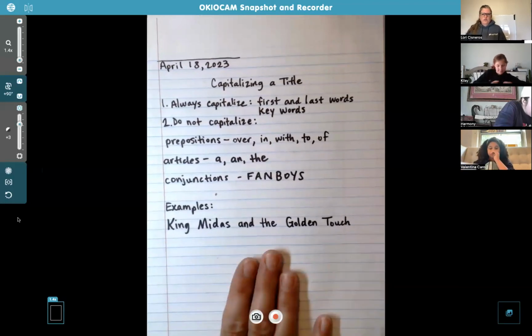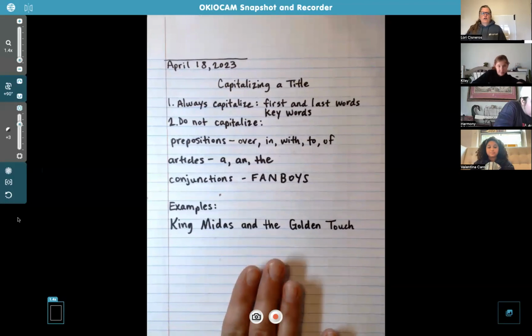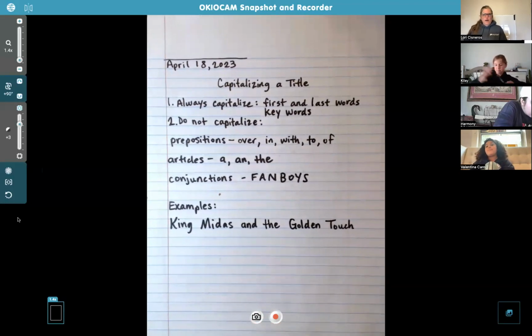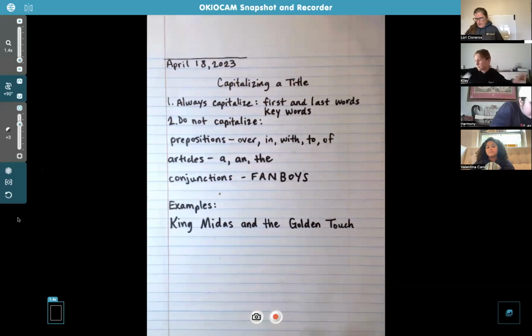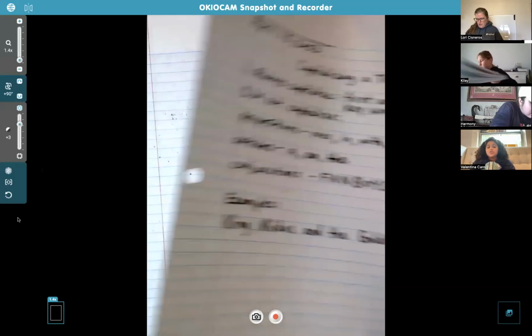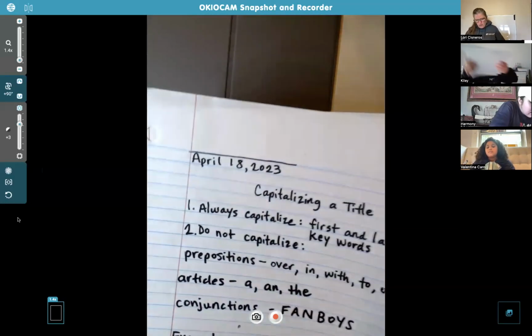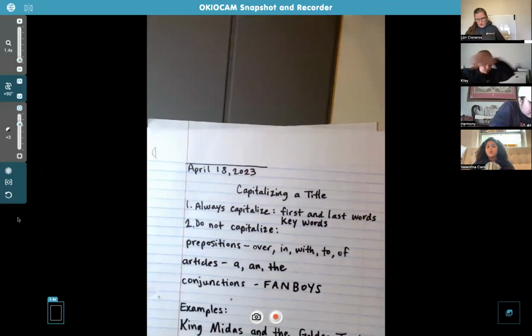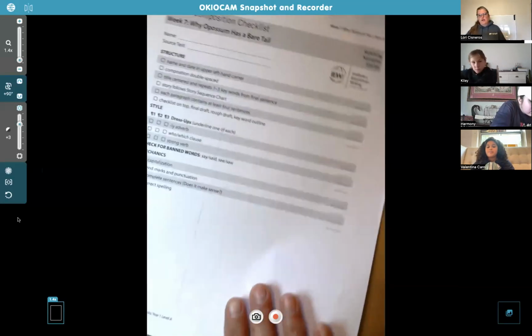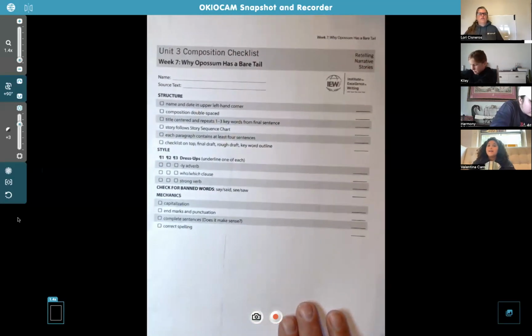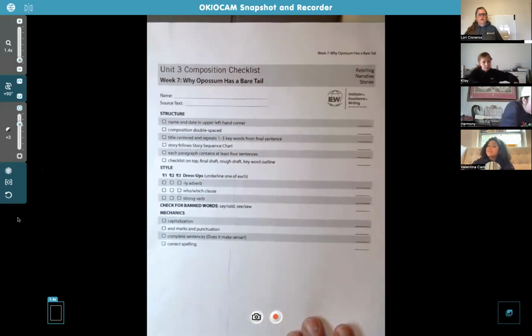So you can put this at the front of your binder so that you know where it's at when you need to go back and look at that. So we got that done. Yay. Now, this week you wrote about why opossum has a bare tail. That was the little fable that we read last week.